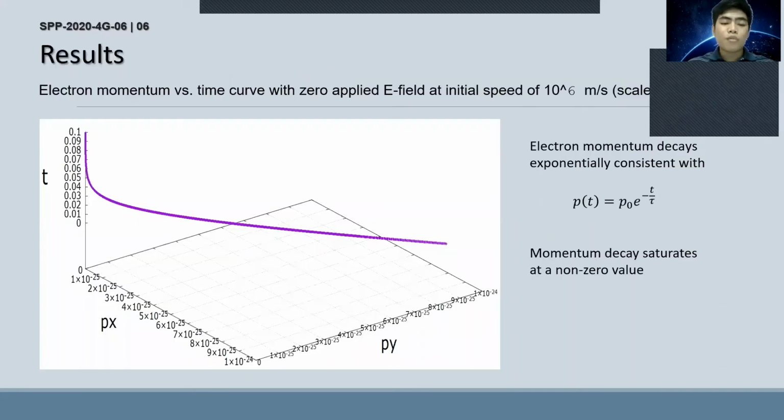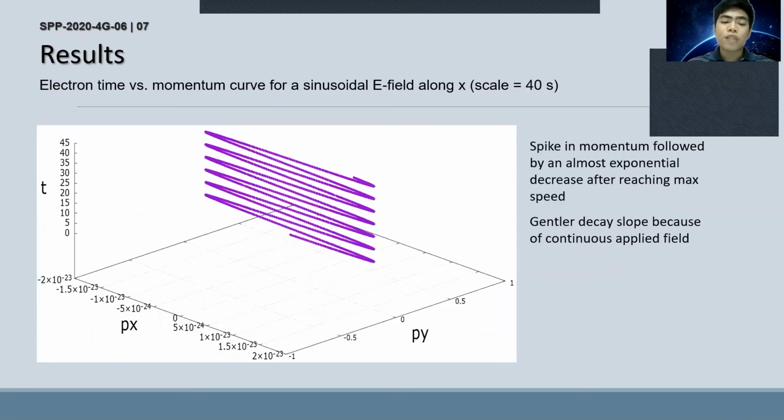And now here we see the momentum versus time curve with the zero applied field curve. We can see that the momentum decays consistently with the solution to the differential equation. It is also important to note that the momentum saturates to a non-zero value. This agrees with quantum mechanics. For the sinusoidal E field along X and the remaining others, however, initial momentum is set to 0. There is a spike in momentum, then an almost exponential decrease after the max speed. Gentler momentum decay slope is also seen because of a continuous applied field.